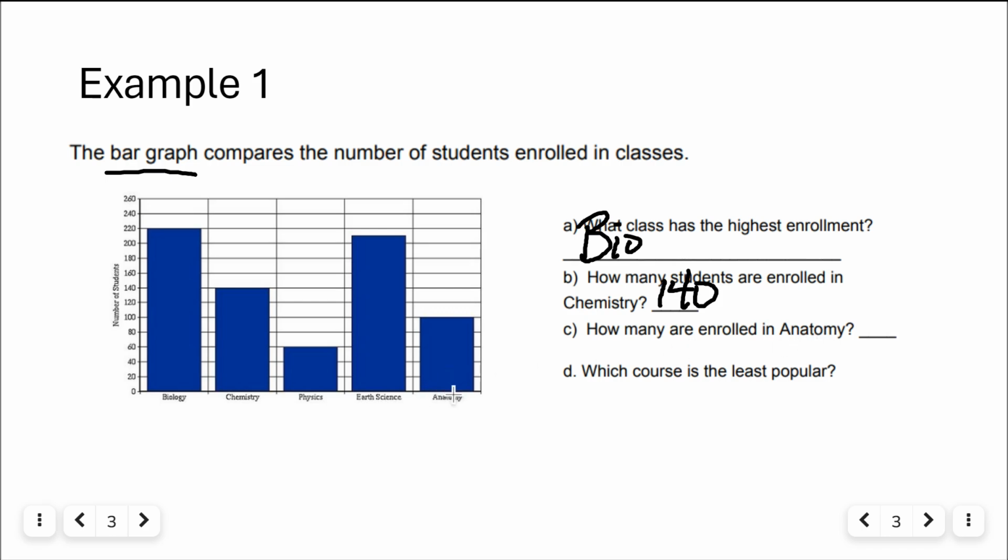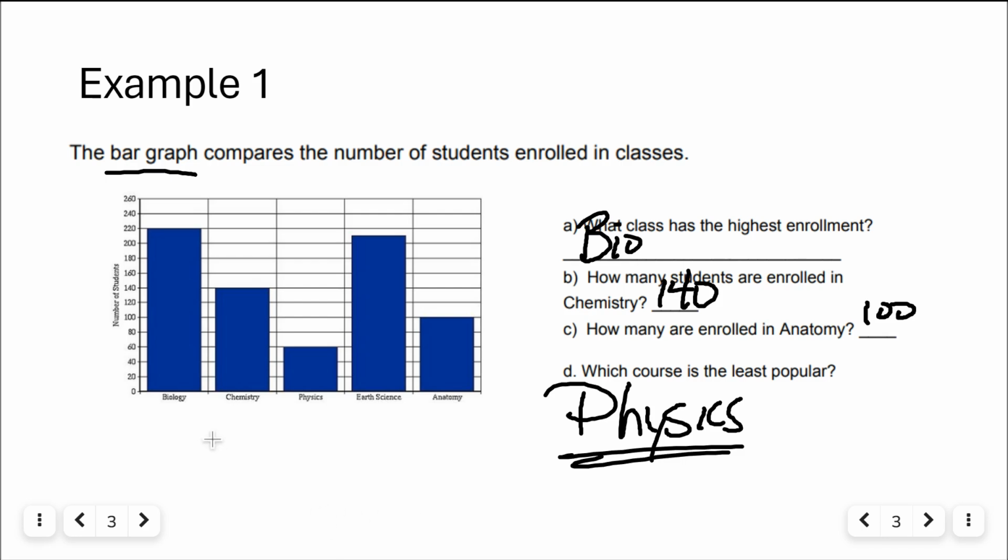How many are enrolled in anatomy? 100. Which course is the least popular? Physics. Seems to be always physics. Okay? All right, there's my bar graph and how I interpret it.